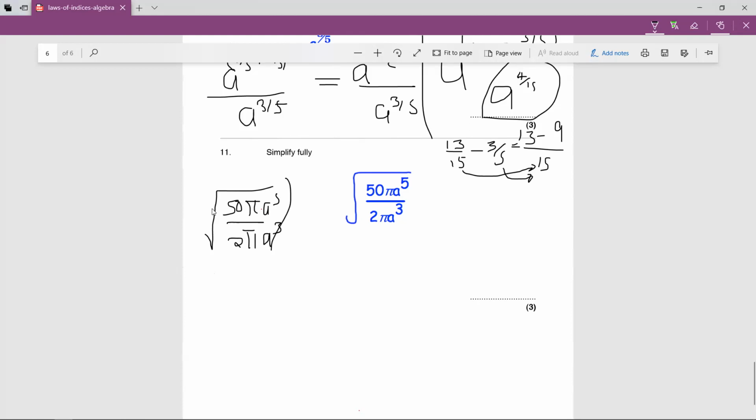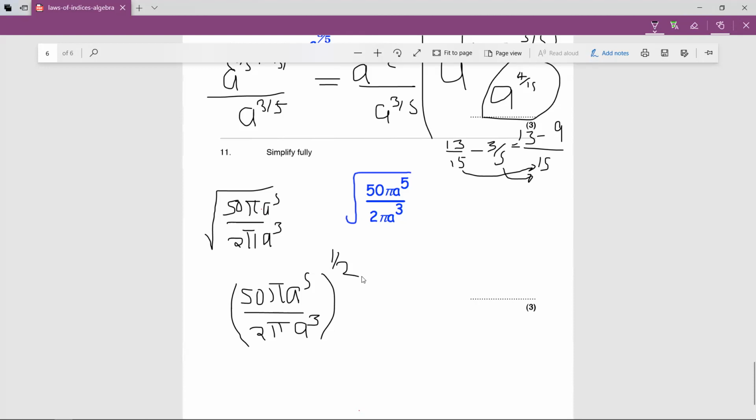And guys, I need you to notice this. Up here, generally there is no power, so it's like a 1. It's not a 0, but it's a 1. If it was a 0, then this whole thing could be 1, but it's not 1. So the power up there, the power that we cannot see, is a 1 actually, and not a 0. So how do we do this? We take the square root and change it to a power. So we'll have 50 pi a power 5 over 2 pi a power 3, and that root is written as a power.